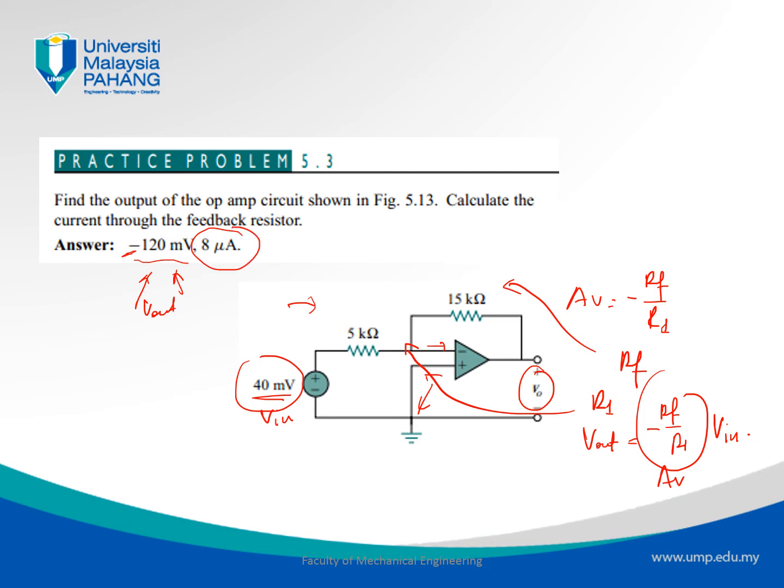And in terms of current, if you do the calculation of the current through the feedback resistor, this is the current through RF, the current that goes inside here. IRF will be equal to 8 microampere. So how do we calculate IRF? Again, by Ohm's law, VRF equals RF multiplied by IRF. So I is just VRF divided by RF, right? There you go.